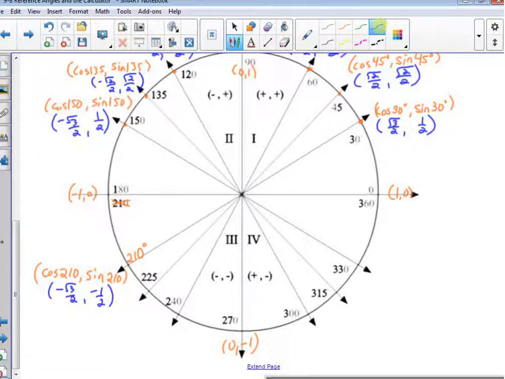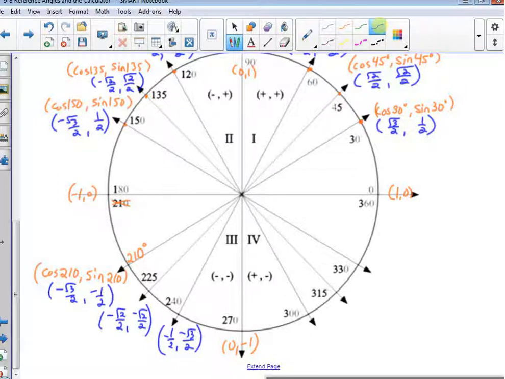Okay, so that's where these reference angles are coming from. I'm using them to obtain answers in the other quadrants that would be equal. So this coordinate would be negative radical 2 over 2 comma negative radical 2 over 2. This one would just be negative 1/2 comma negative radical 3 over 2. We already have 0, negative 1.